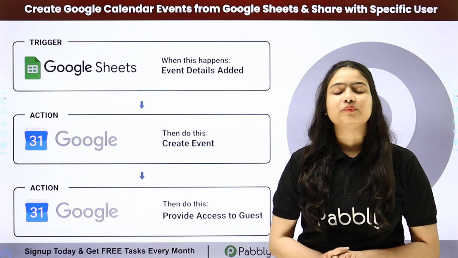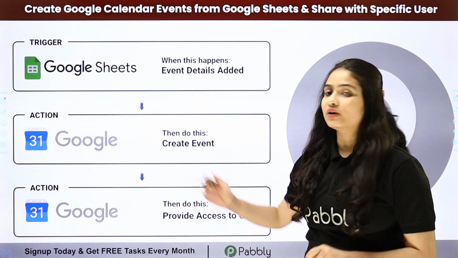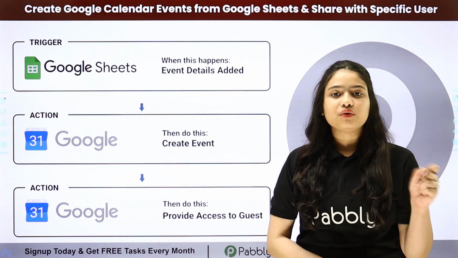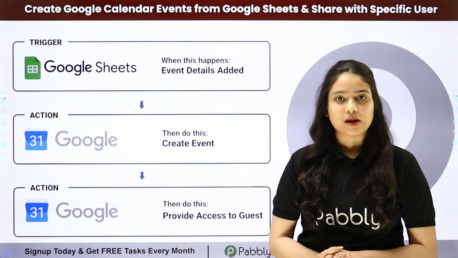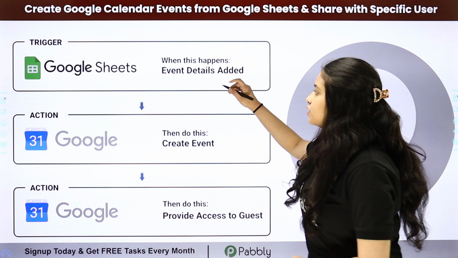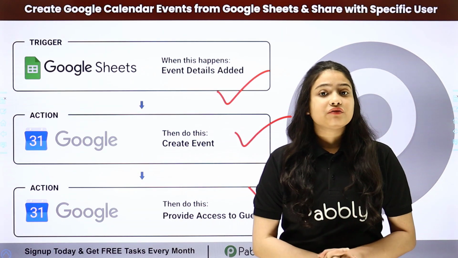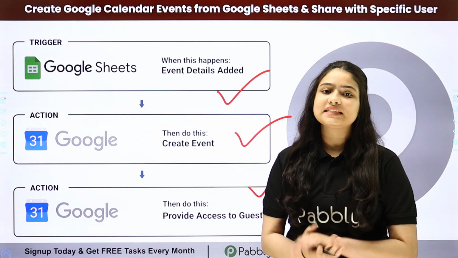So how we are going to automate this entire process? For this, we will have to set up a connection between Google Sheets and Google Calendar, and that we are going to do without any coding or programming skills with the help of Pably Connect. So Pably Connect works on two principles, trigger and action. Here we are going to take Google Sheets in our trigger and Google Calendar in our action. We will connect both of them by using Pably Connect in order to automate this entire process.